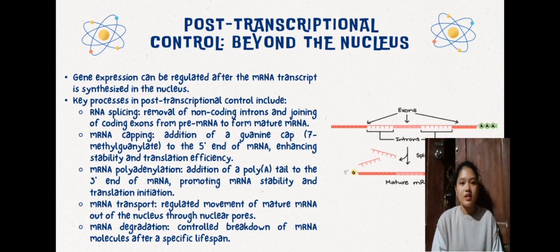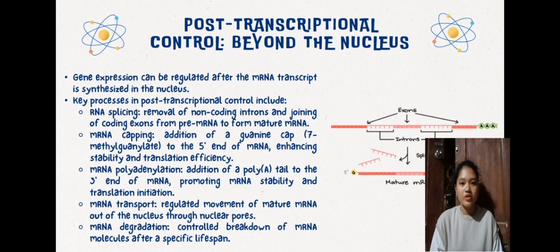RNA splicing is like editing the script. The initial copy has unnecessary sections called introns. Splicing snips out these introns and joins the important parts, or the exons, together, creating the final mature mRNA. For example, a gene might code for a protein with different functionalities depending on its tissue. Splicing can include or exclude certain exons, resulting in slightly different protein versions tailored for specific needs.